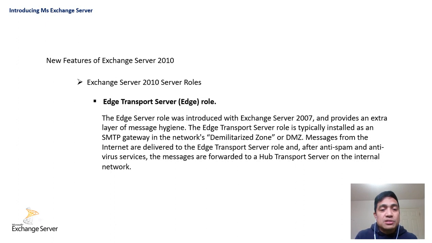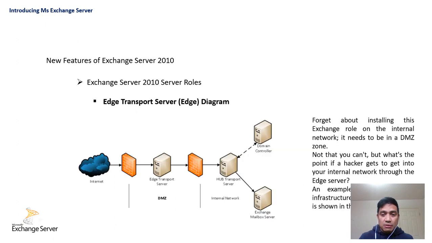Next is the edge transport server role, which was introduced with Exchange 2007. So this role is already in the 2007 version and provides an extra layer of message hygiene. The edge transport server role is typically installed as an SMTP gateway in the network's DMZ, or the demilitarized zone. Messages from the internet are delivered to the edge transport server role, and after anti-spam and antivirus services, the messages are forwarded to a hub transport server on the internal network. So let's give some more details about this.